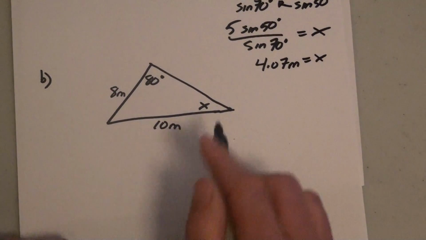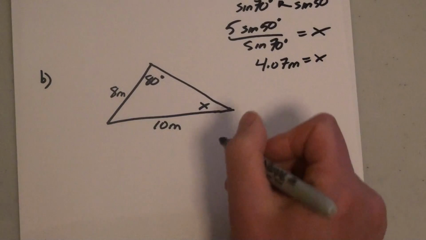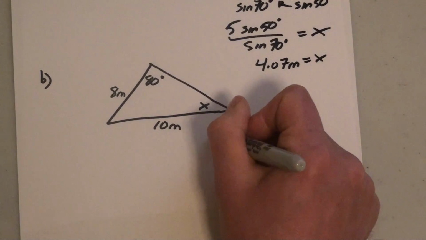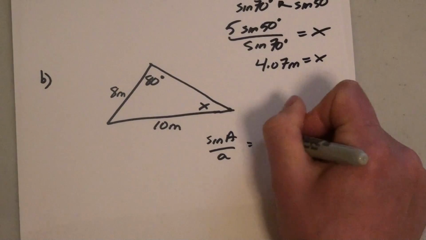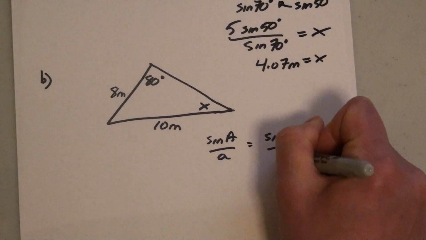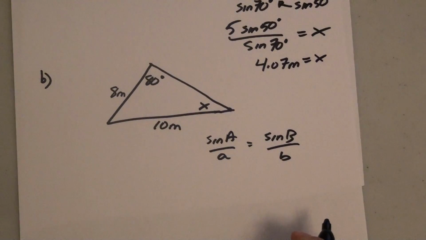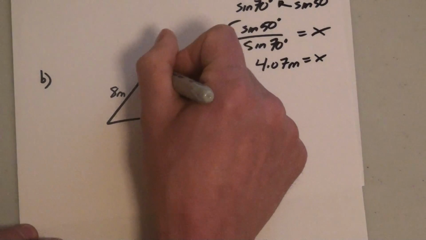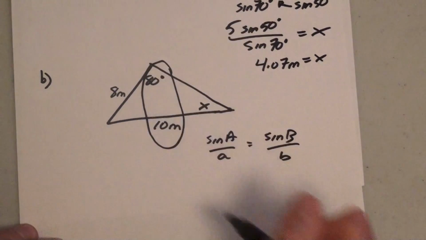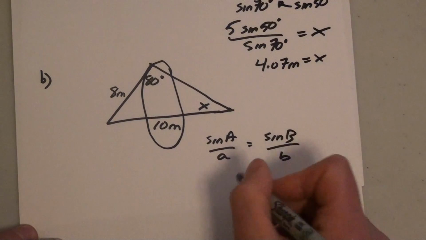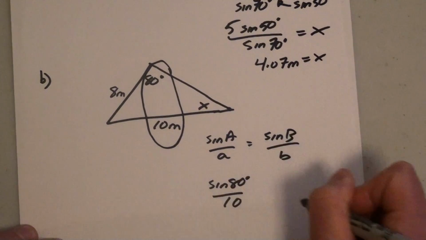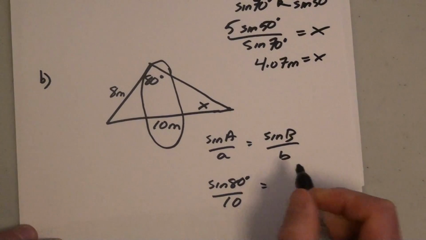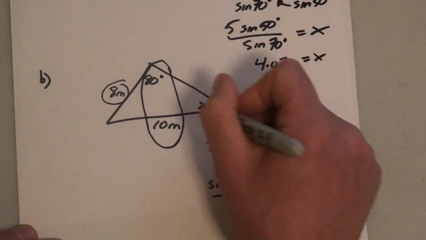Let's look at the next scenario. In this next scenario, I'm finding an angle, so I'm going to use the angle version with the angles on top. So I flip the formula: sine A over length a equals sine B over length b. Do I have an opposite pair? Yes, I do, right here: 80 degrees and 10. There's my opposite pair. So I'll set that up: sine 80 degrees divided by 10 equals, and then I have my other piece of information and my angle x.